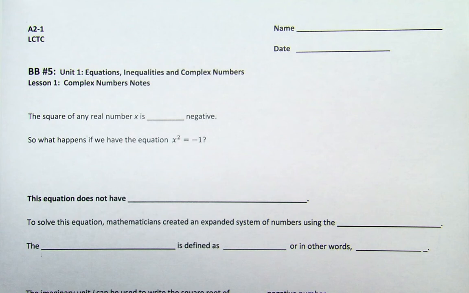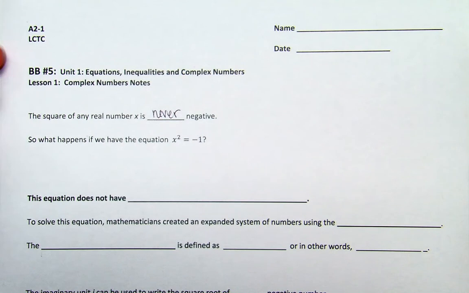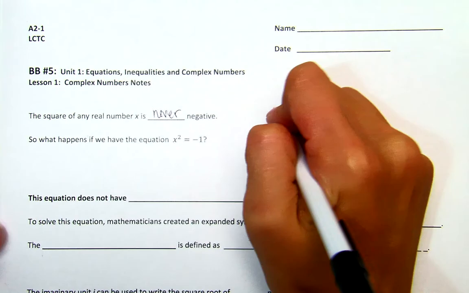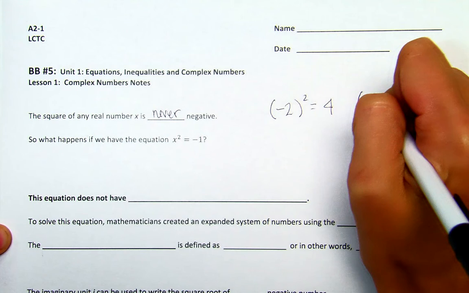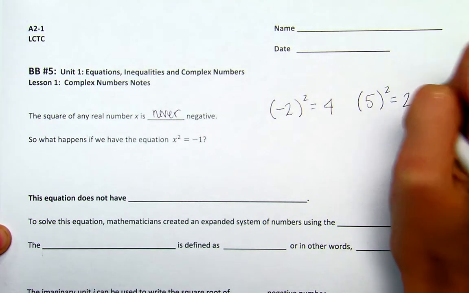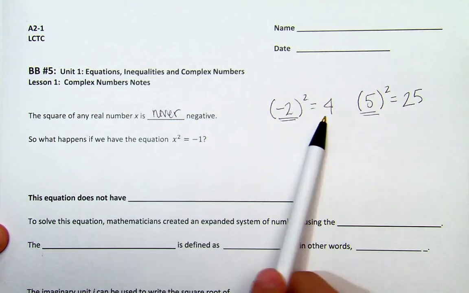So to start out, it's pretty well known that if you square any real number x, you're never going to get a negative number. So let's just look at a couple examples. If I square negative 2, I know I'm going to get a positive 4. If I square positive 5, I know I'm going to get a positive 25.